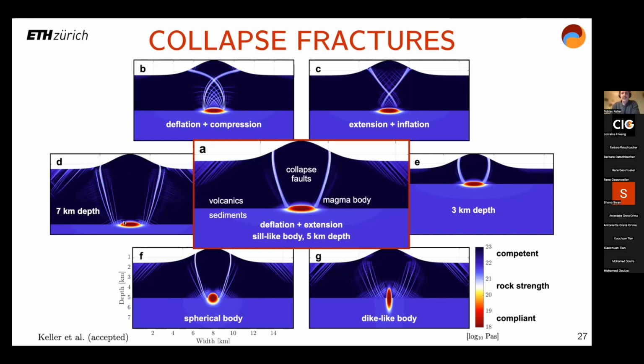This is robust for a range of depths of the magma chambers. It also occurs for a spherical magma body, but not so much for a dike-like one. So it works best for an oblate to spherical magma body. It does not work for combinations of deflation and compression or extension and inflation, which all form fault patterns that are concentrated on the roof of the magma chamber rather than the lateral undersides.